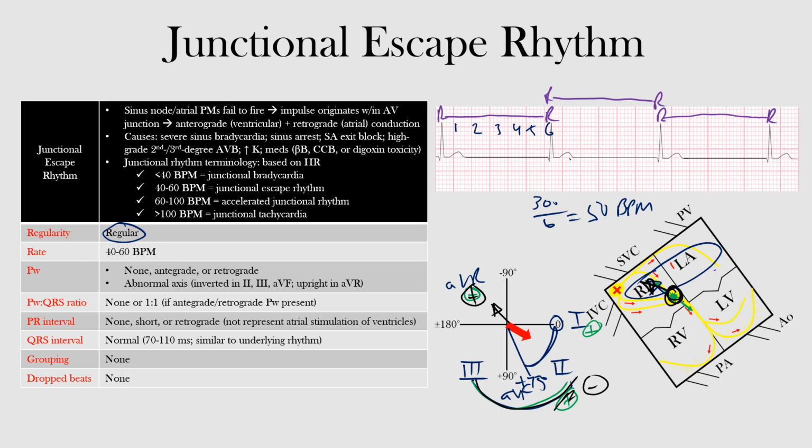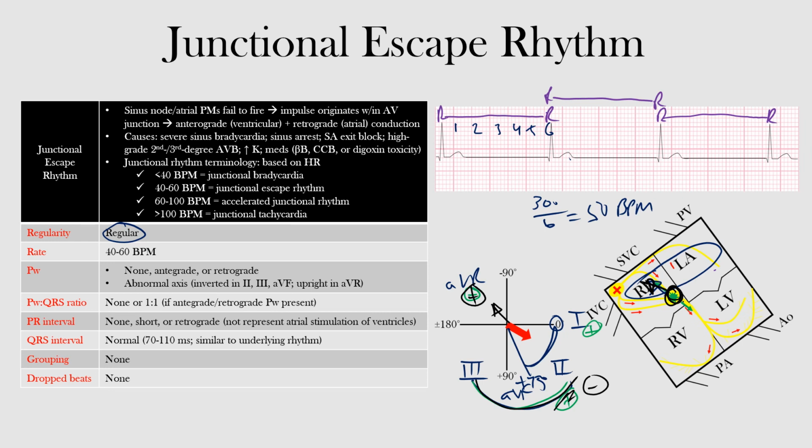The normal intrinsic rate of the AV node. Then we have an accelerated junctional rhythm, okay? So this is slightly faster, above the intrinsic rate of the AV node, but below 100 beats per minute. That is, the rate of this accelerated junctional rhythm will be between 60 and 100 beats per minute. And then lastly, we have a junctional tachycardia. And just like other tachycardias, the rate will be above 100, okay? So junctional tachycardia has a rate that exceeds 100 beats per minute.